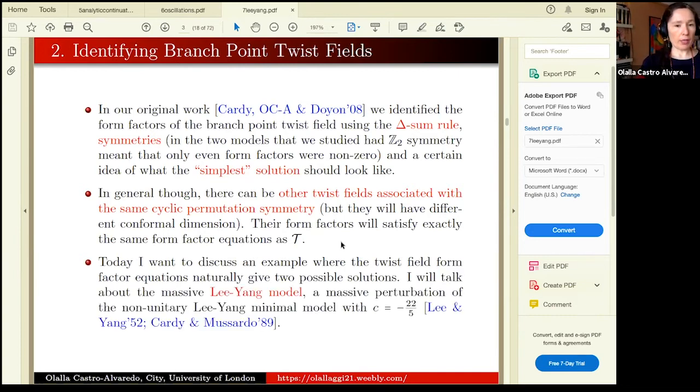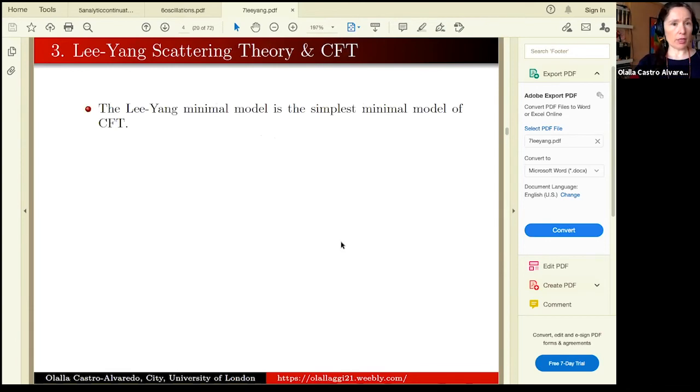The example I want to look at is a theory called the Lee-Yang model. The Lee-Yang model has two versions, the massive version and the conformal version, as usual. The conformal field theory is a minimal model, and it's one of the simplest non-trivial minimal models, because it only has two fields in the spectrum. I'll show you in the next slide. But it is a non-unitary minimal model, which means in particular that the central charge of this theory is negative. Now this theory can be perturbed, and the result is a massive, integrable quantum field theory.